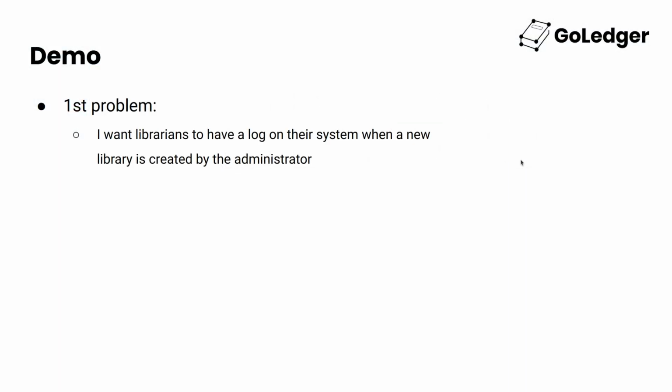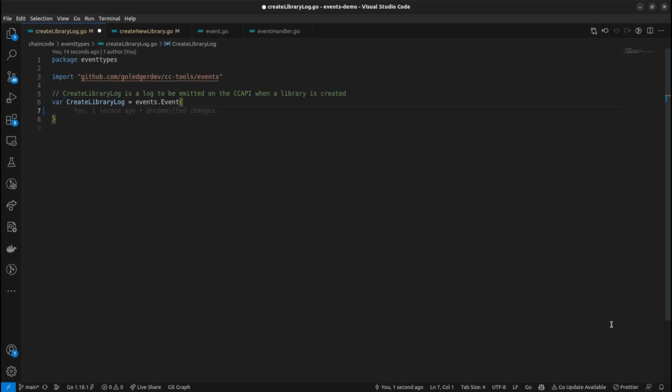Now, we can use the events functionality to resolve some problems in our network. The first problem is, I want librarians to have a log on the system when a new library is created by the administrator. To solve this issue, I'm here on the chaincode where I can define a log event to log to the library API.